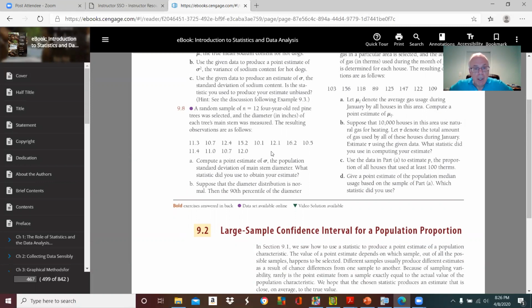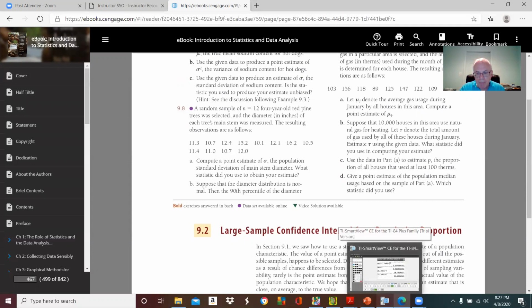Now, I changed the problem here. Instead of saying compute a point estimate of sigma, which we are not studying in this course, I want to find a point estimate of mu. So just know that I'm asking a different question than what they're asking here. And so what do we do? Well, we have to put these 12 numbers into our calculator and then determine the mean. That would give us our point estimate. All right, so let's go ahead and do that.